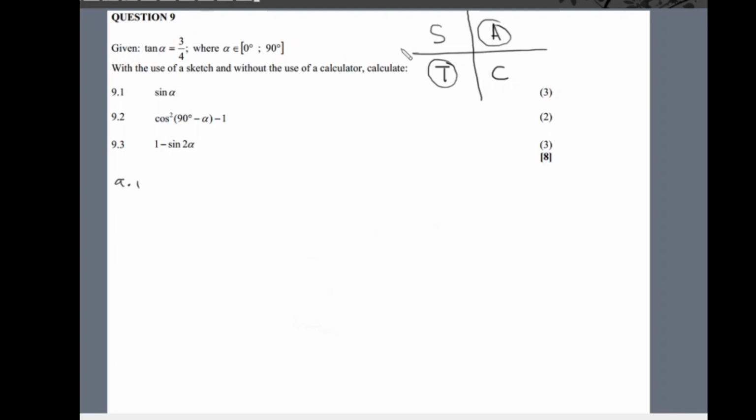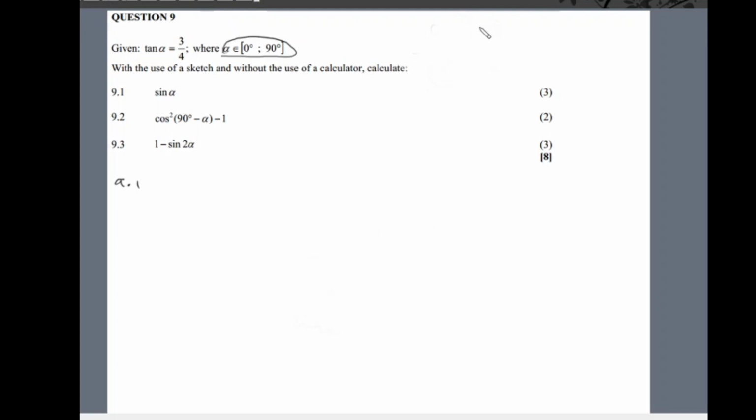So to decide which quadrant we are in, we look at the value of the angle. The angle is between 0 and 90 degrees. So we know what that is in the first quadrant. It's between 0 and 90 degrees. So we have to be in the first quadrant. So now when we draw our sketch, just draw the first quadrant, right? Because tan is positive and the value of alpha is between 0 and 90 degrees.